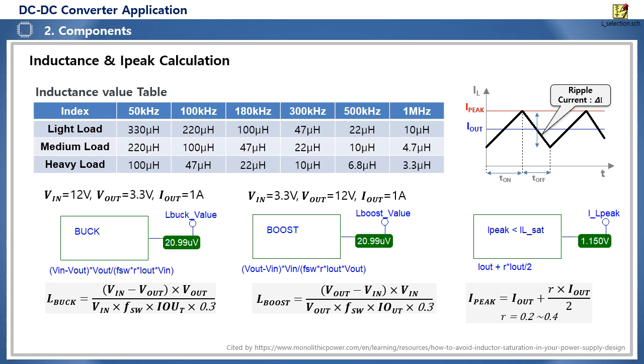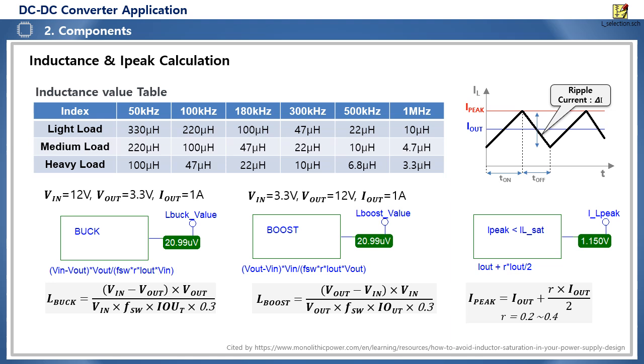Ripple current is a transient current that rises and falls superimposed on the DC output current, and is regulated within the range of 20% to 40% of the output current. Therefore, the peak current is the maximum current flowing in the inductor, I peak, which is the sum of half the peak-to-peak value of the ripple current and the DC output current. For example, if the DC output current is 1 ampere, the ripple current is 30% of the DC current, or 0.3 ampere, and therefore the maximum output current I peak is 1.15 ampere. Generally, the ripple rate is applied as 0.3.